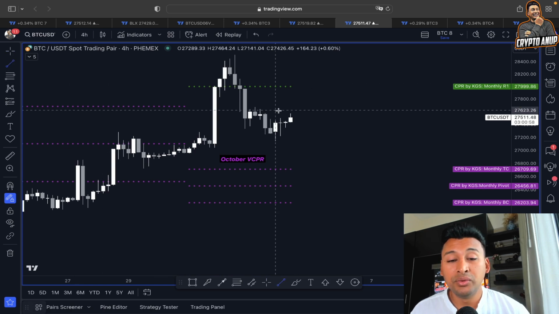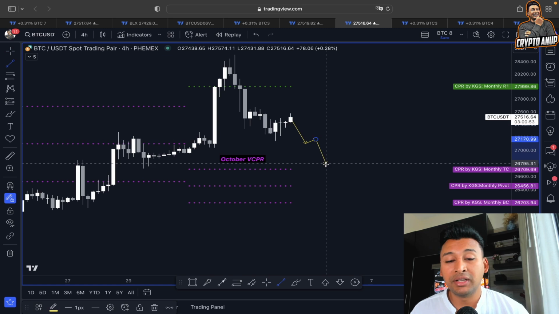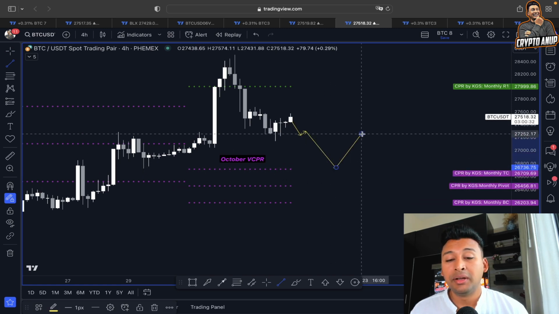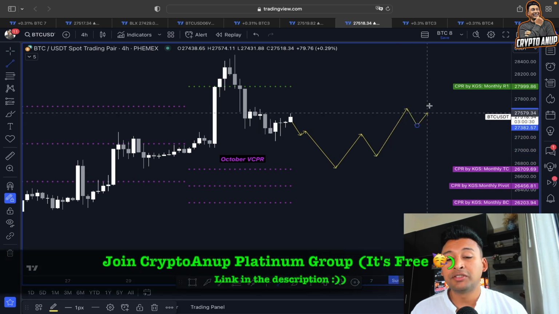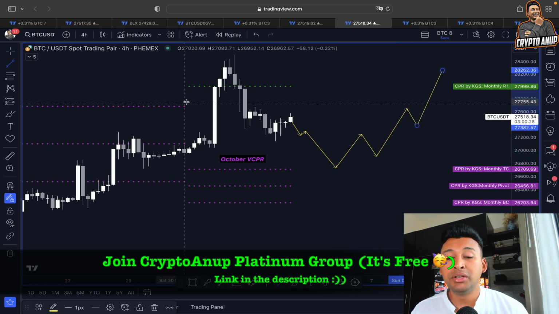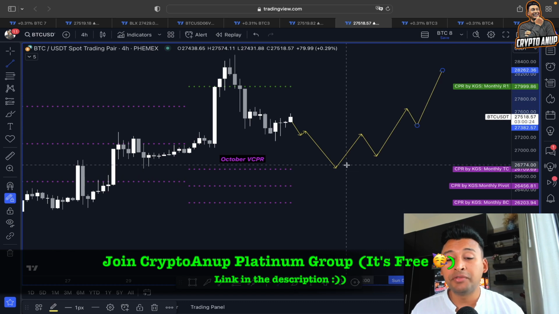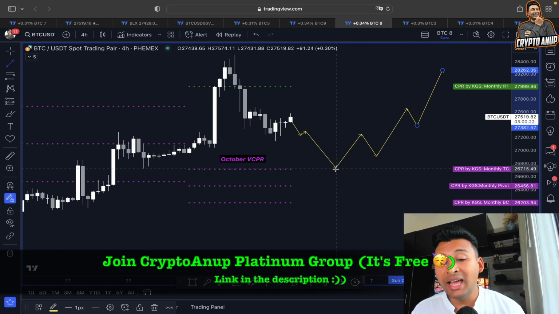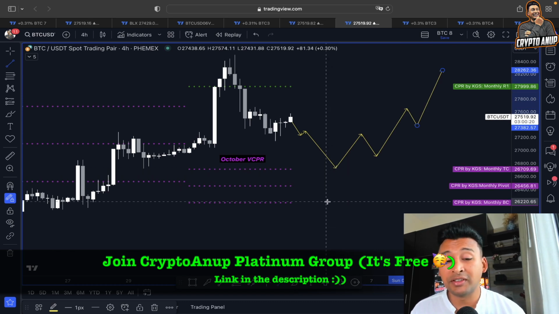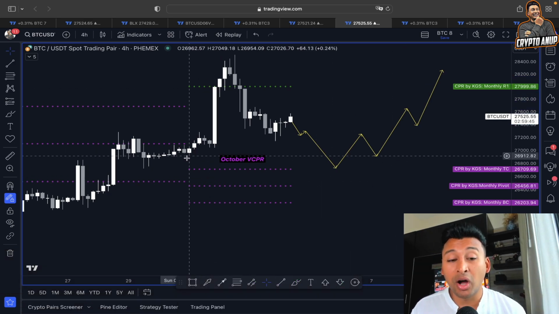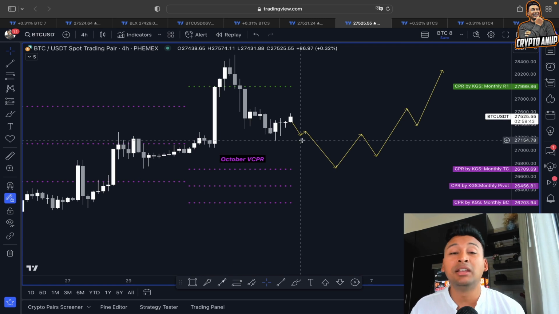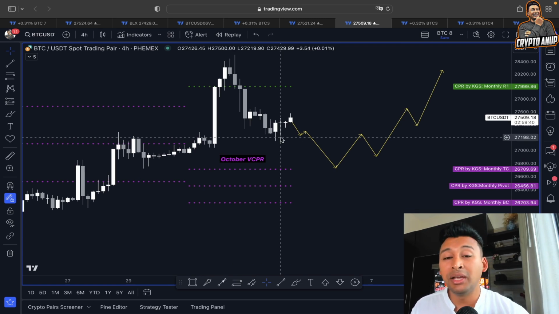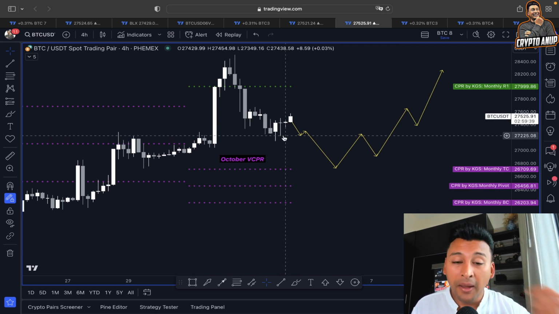So if we do see a reversal to the downside, price coming back to test the October CPR line, then we are expecting the price of Bitcoin after that to be bullish like this. So any sort of a retracement to the downside, as long as the price remains over 26,000, there is no need to worry, guys, because finding support above the CPR line, the VCPR line, usually indicates the upcoming month is going to be bullish.